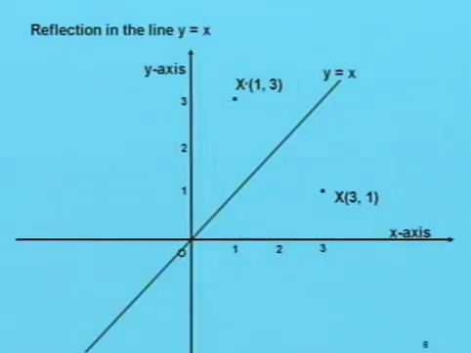Let's check reflection in the line y equals x. The line y equals x is a line sloping from bottom left to top right. We look at the point X, being our object. X is the point (3, 1). If the mirror is placed along the line y equals x and we look into the mirror, we would see X', which is the point (1, 3). So when X (3, 1) is reflected in the line y equals x, we'll have the image X' (1, 3).